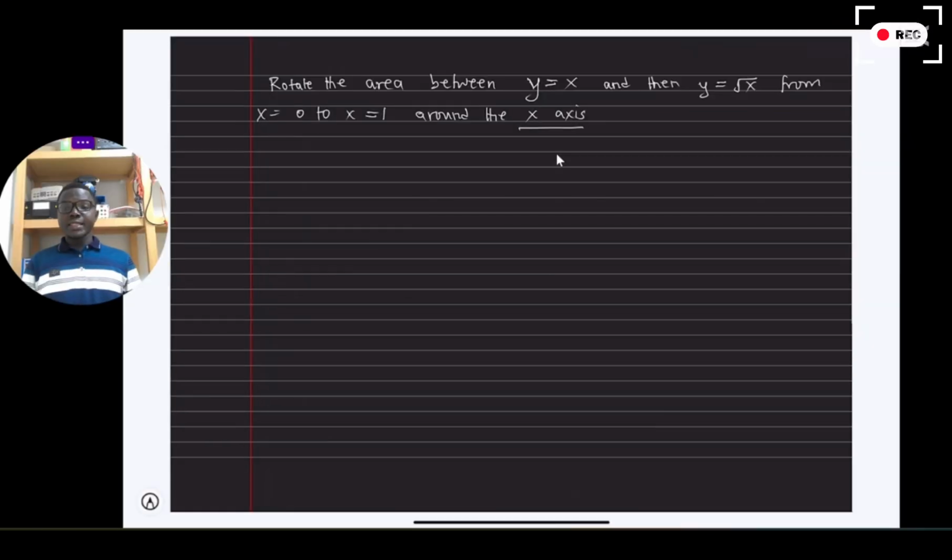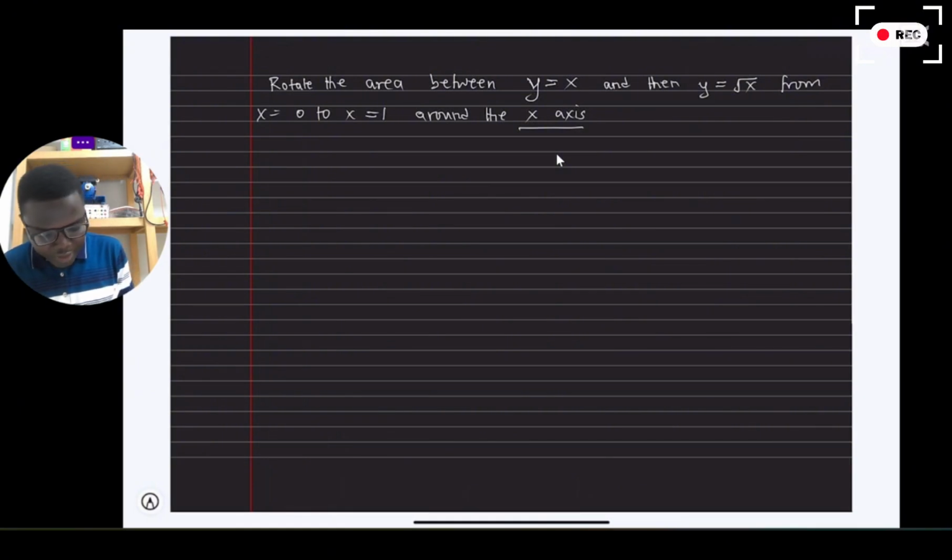sketching the graph. To make things simple for us, do you know what we can do? What we can do is to try and make y equal to square root of x into y squared equal to x. Is that okay? Yes, y squared equal to x. So in that case, we'll be able to find some values quickly.